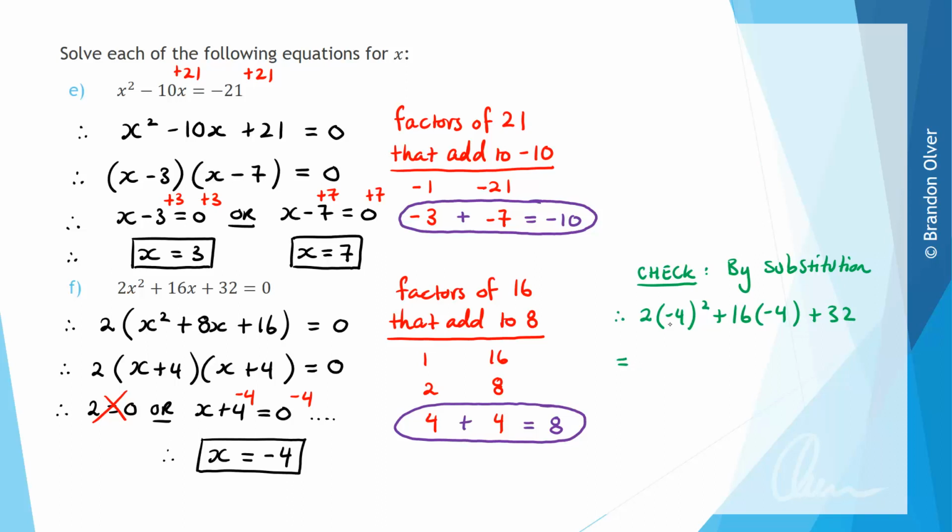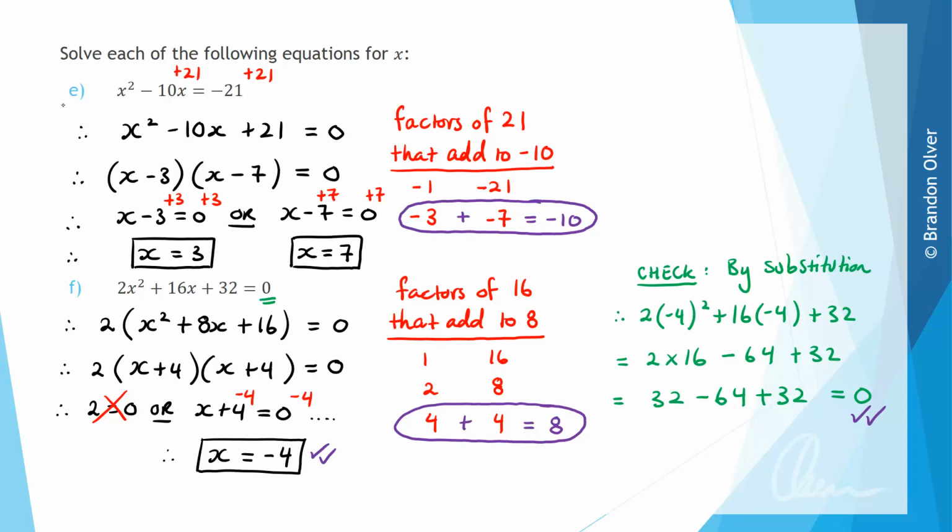And that would equal 2 times negative 4 squared is 2 times positive 16. And then we'd have 16 times negative 4, which is going to be negative 64 plus 32. However, 2 times 16 is simply 32. So we have 32 minus 64 plus 32. And that does in fact equal 0, which is what we wanted the equation to equal in the first place. So because that is true, it means that this solution is indeed correct for that equation. And we could check all of the solutions we'd found previously by substituting them back into the equations that we started with.